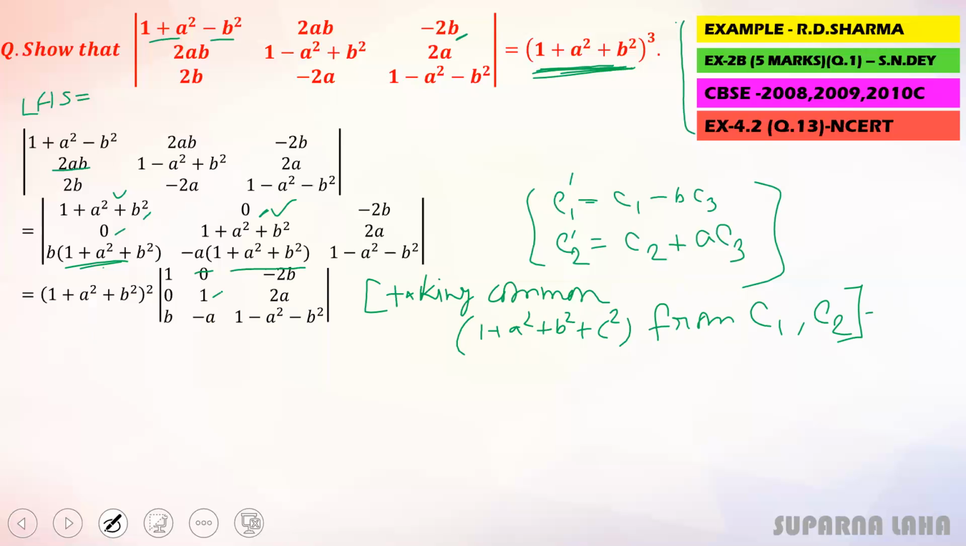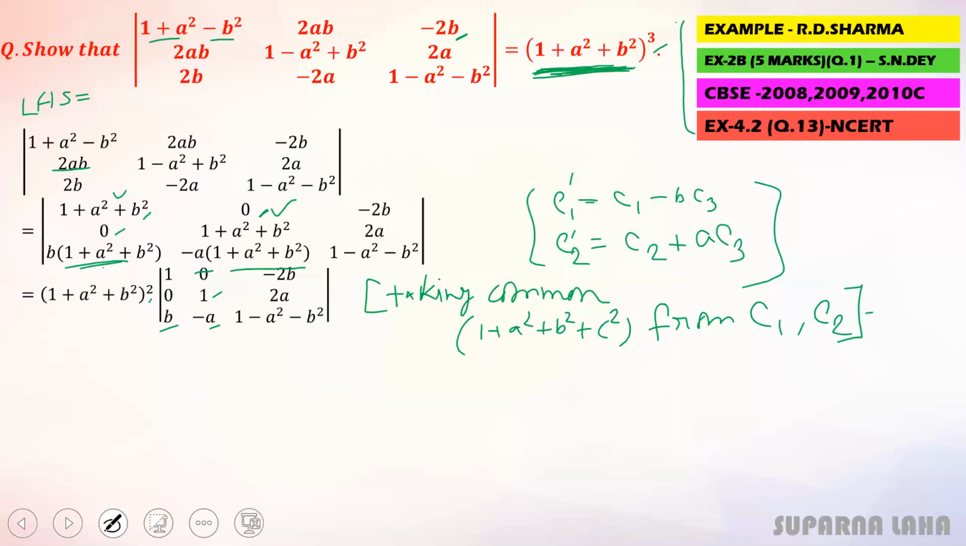Now make this term and this term 0 and get another factor. Try to find this factor, another factor. Since cube is there, we will find up to square, we need to find one more factor, that is 1 plus a square plus b square.